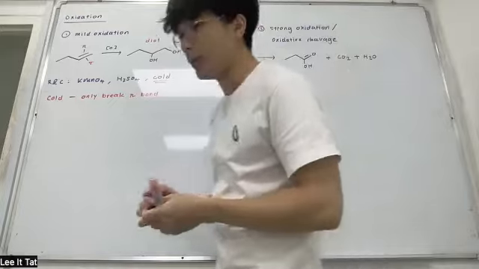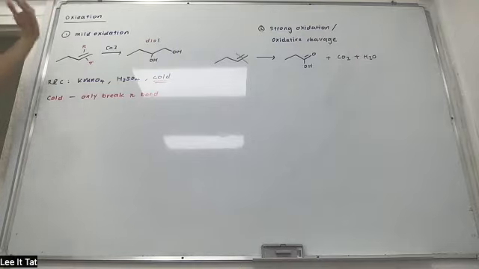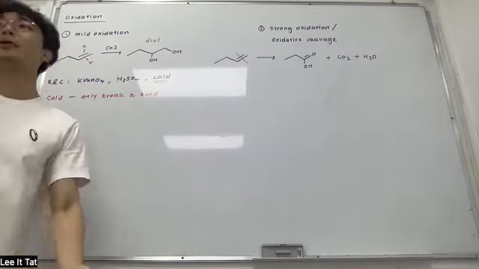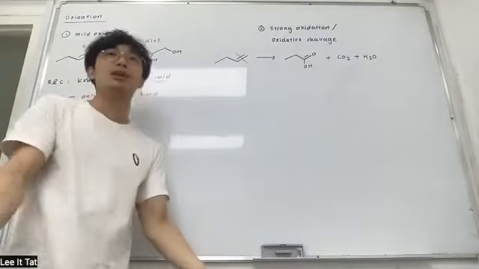I'm trying to highlight one thing first. Don't care about the products yet. I'll explain slowly later. As of right now, you just need to know that when you break an alkene, you are cutting into multiple smaller compounds. Cannot be bigger, right? Because it's quite smaller, right?